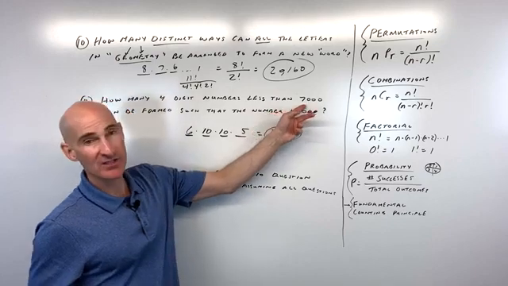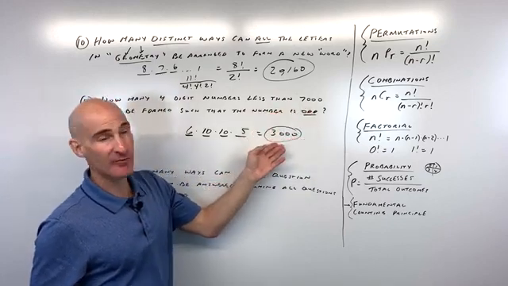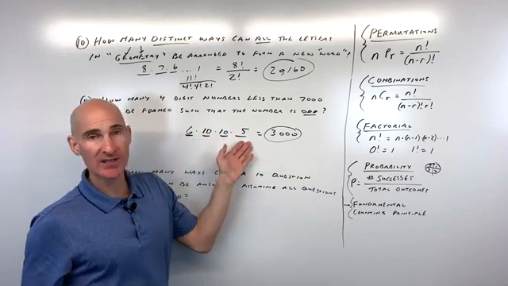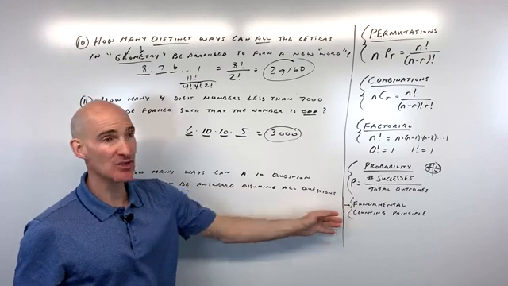You probably could just figure that out on your own. You could say, well, from 1,000 to 7,000, that's 6,000 numbers. Half of them are odd, so 3,000. But sometimes the problems are a little bit more complicated, so I wanted to show you this process of using this fundamental counting principle.